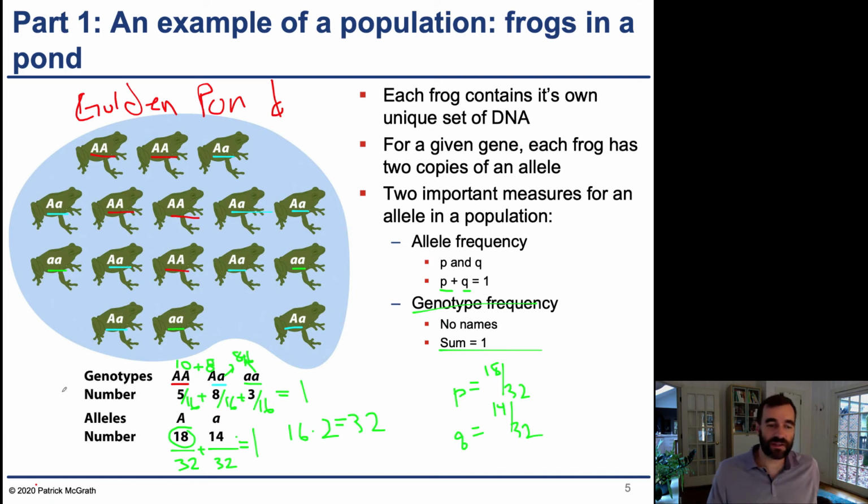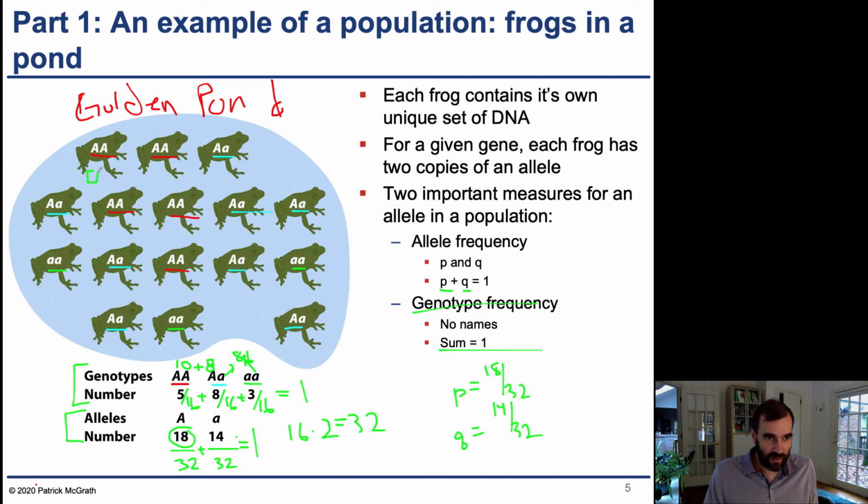So you notice that these numbers are completely separate from each other. They're not quite separate from each other, but in general, they're independent measures. You might want to think about this as, each frog rolls 2 dice. This ends up being a very confusing concept at first for students. So students very often confuse genotype frequency and allele frequency.